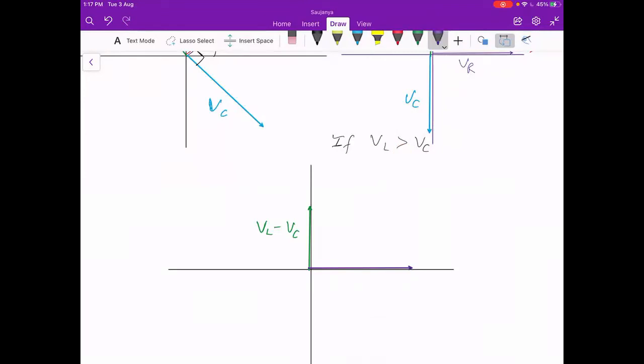So VL minus VC and VR are the two vectors that I'm left with. Now my job is extremely simple. I'll just use the parallelogram law of vector addition, and I'll draw the net vector using the diagonal. That is how simple it gets when you do this. This is your net voltage, V net, that is your V.